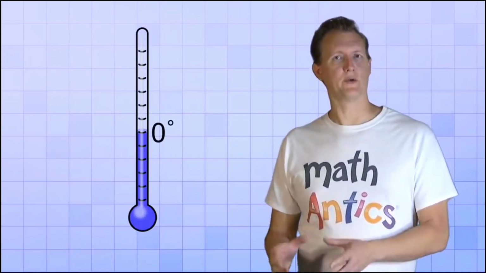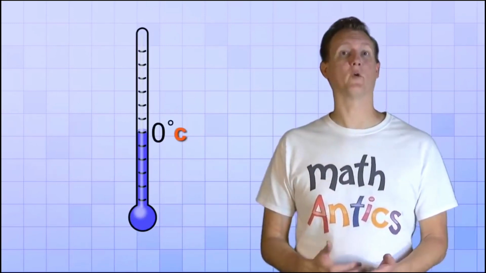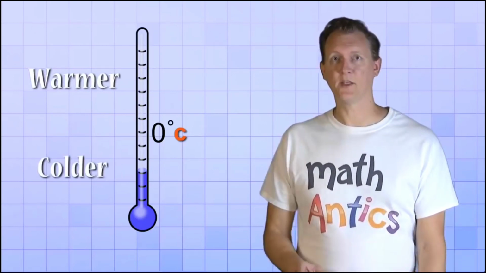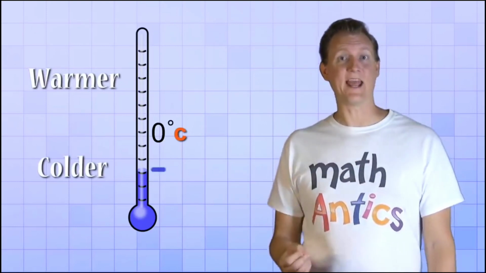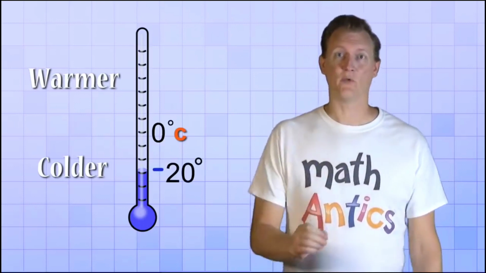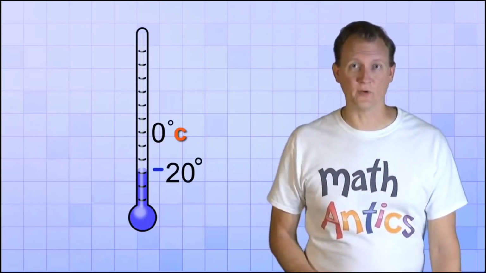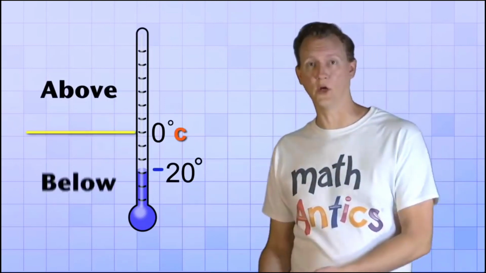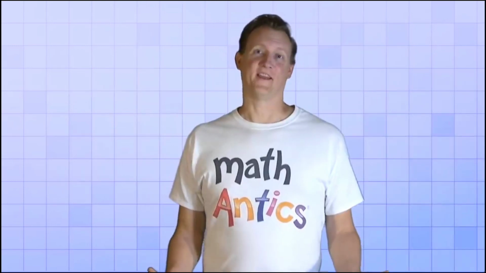And temperature's another great example. We use 0 degrees Celsius to describe the temperature for water to freeze, but it can be warmer or colder than that. The temperature could be negative, like negative 20 degrees. So negative numbers are very useful in the real world to help describe things that can be above or below 0.